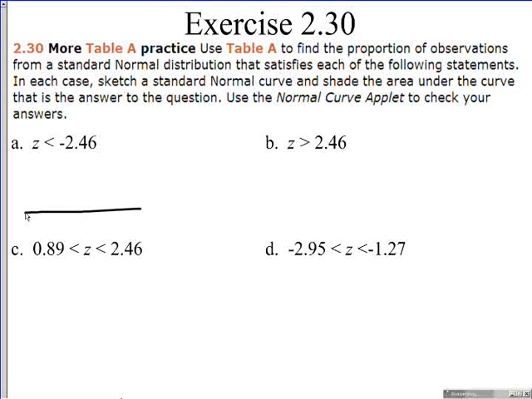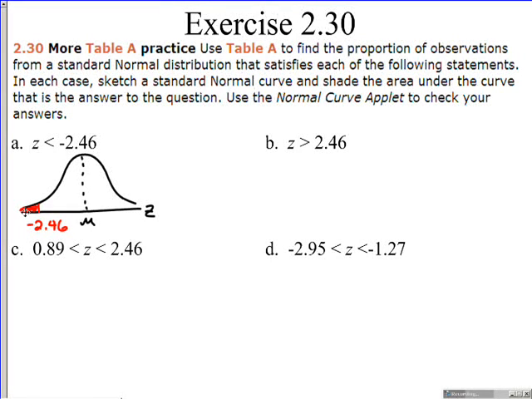Again, your sketch doesn't have to be anything very detailed. Simply draw a quick normal curve. We know in the middle is always our mean. Label this what it is. This is a z-score along the bottom here. And we know negative 2.46 is going to be out to the left. So z is less than negative 2.46, and you are finding that area right there.